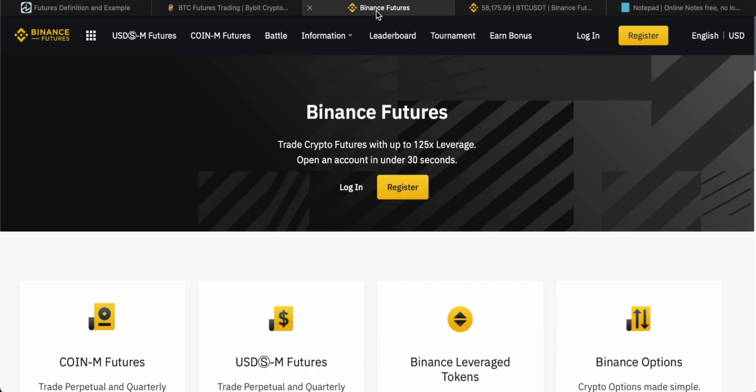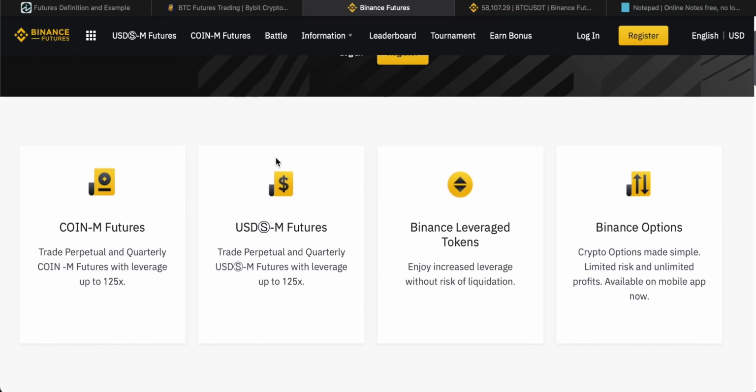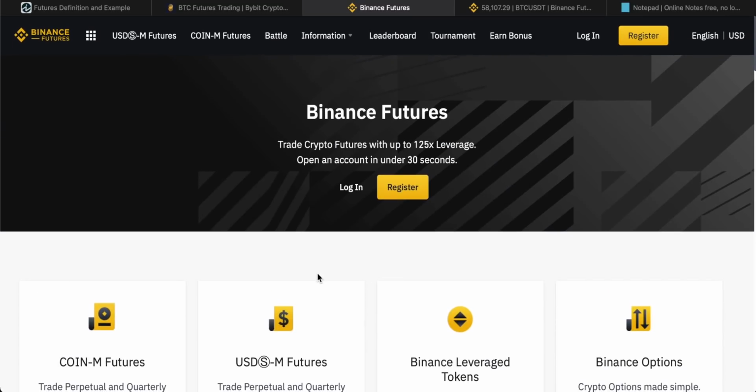The other option though is Binance futures, and I'm sure you know Binance. It's a huge cryptocurrency exchange, the biggest in the world. It does require KYC information though, so you're going to have to sign up with your ID documents. I'm going to use Binance for this tutorial. You can see you can trade futures, stablecoin futures, leverage tokens, and options with Binance. It is a more trusted name overall, but you do need KYC.